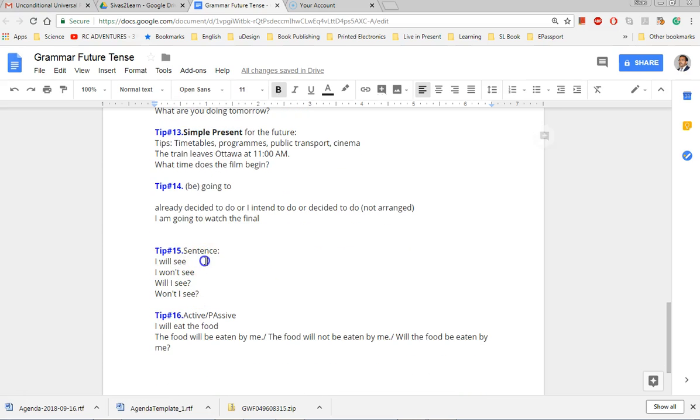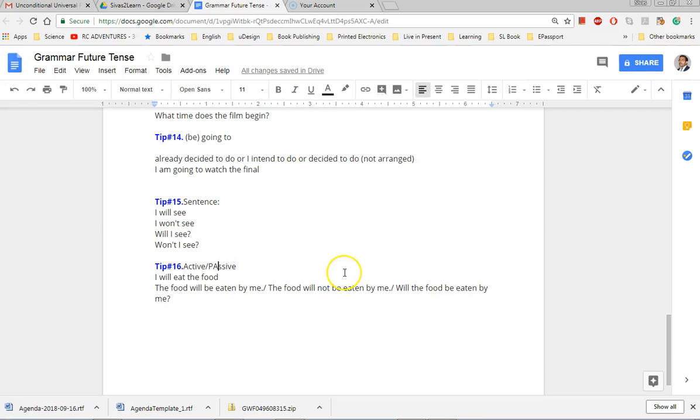Okay, there are again 4 different types of sentences: I will see, I will not see, will I see, won't I see. You can say shall I see, shall not I see. Okay, these are 4 different sentences. Then again 2 different types, active and passive. Active means I will eat the food. The passive means you have to bring the object as subject. So the food will be eaten. You see, will be eaten. This is the change. Here eat, I will eat, the food will be eaten. The food will not be eaten. Will the food be eaten by me? These are passive tenses. Alright, good luck.